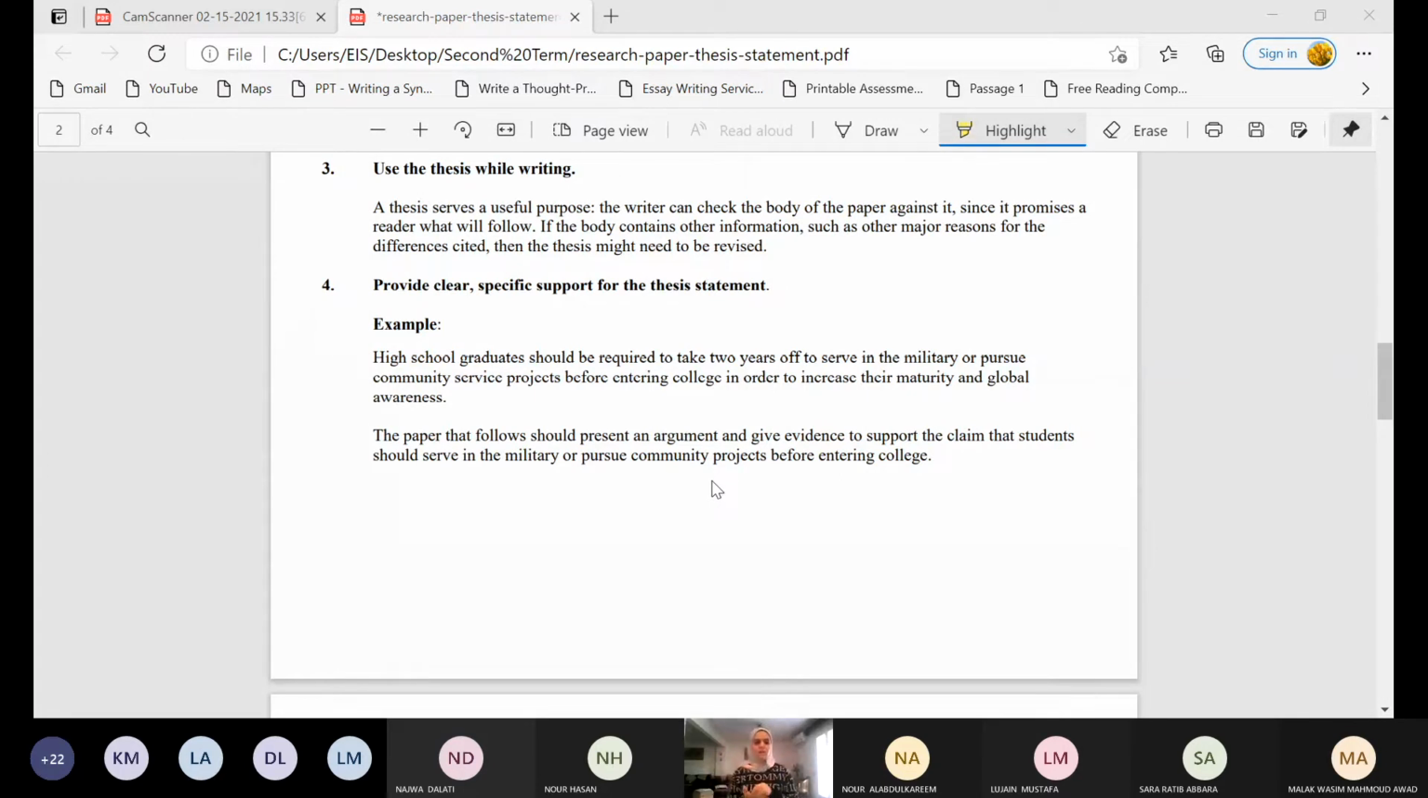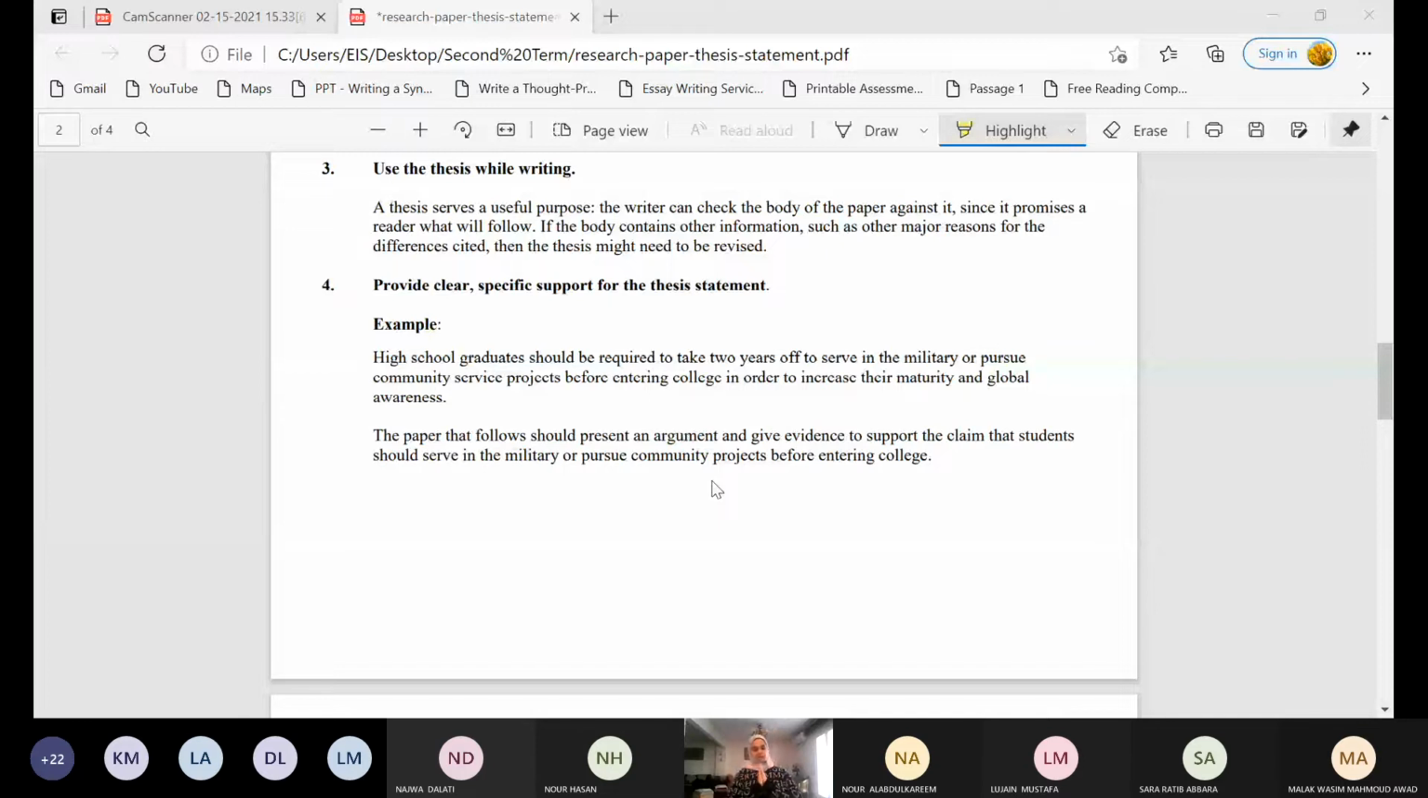So here the paper that follows should present an argument and give evidence to support the claim. The claim is your thesis statement. The student should serve in the military or pursue a community project before entering college. How? High school graduates should be required to take 2 years off to serve in the military or pursue a community service project before entering college in order to increase their maturity and global awareness. This is a very good example for an argumentative essay.